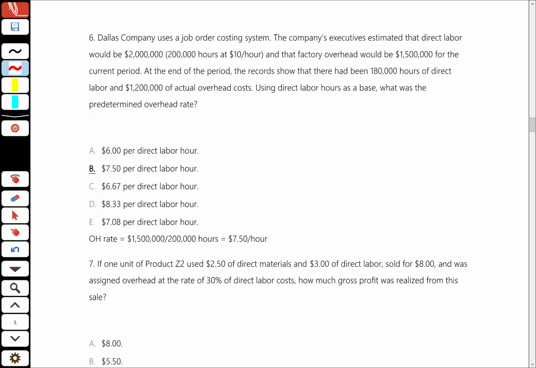Did they give us the direct labor hours here? How many direct labor hours? 200,000. The only thing that makes that tricky is that they put an important piece of information in the parentheses, didn't they? Okay. But if that's the case, then what's my predetermined overhead rate?